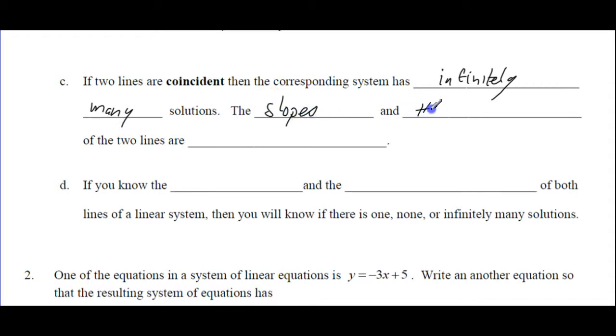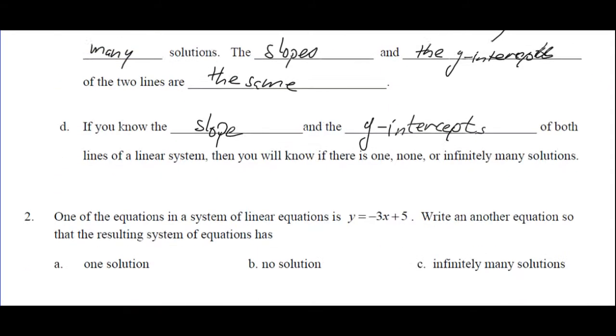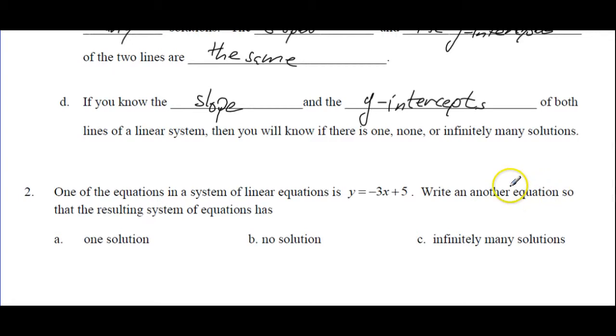The slopes and the y-intercepts of the two lines are the same. So if you know the slope and the y-intercept of both lines of a linear system, what is it you need to know? Slopes, because if they're different, one solution. If they're the same and the y-intercepts are different, then there is no solution. And if they're the same and the y-intercepts are the same, then there are infinitely many solutions. So if you know the slopes and the y-intercepts of both lines, then you will know how many solutions there are.